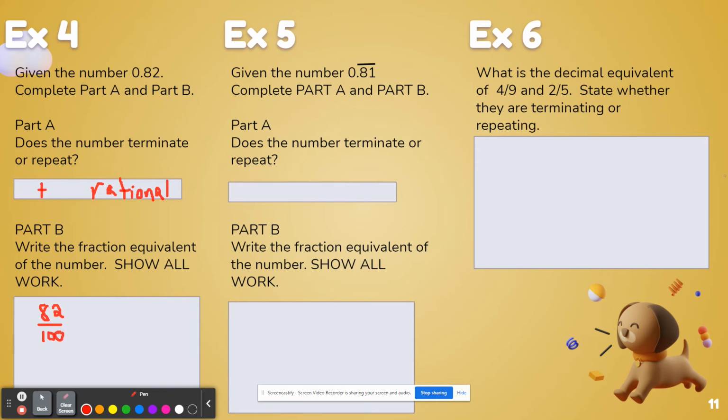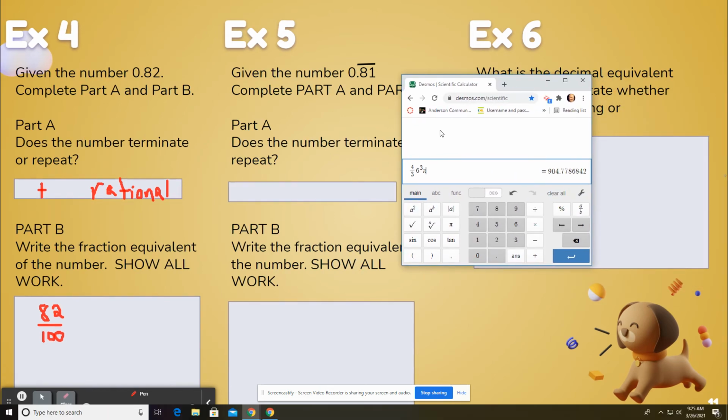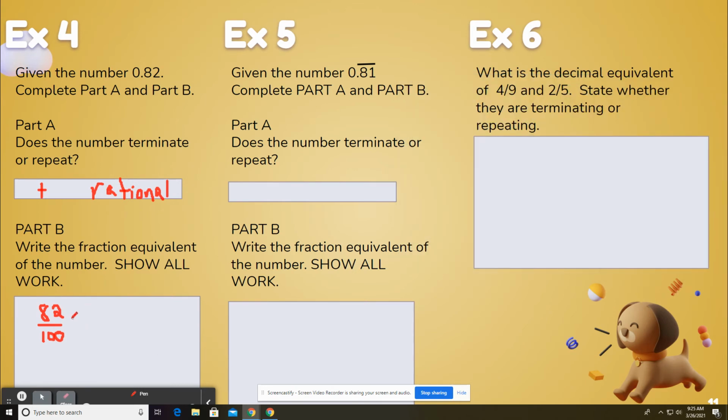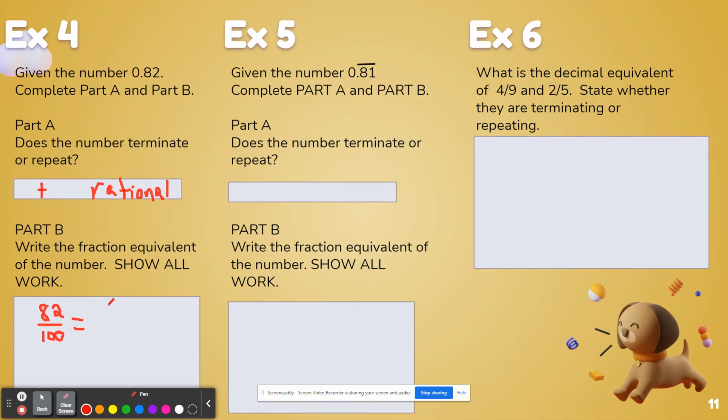If you have a calculator, on the other hand, and you use Desmos's scientific calculator, you could just type in 0.82 and see this little circle? It's going to tell you that it's 41 over 50. And we can reduce this to 41 over 50. Desmos's scientific calculator will help you with a lot of today's assignment. So this is 41 over 50.